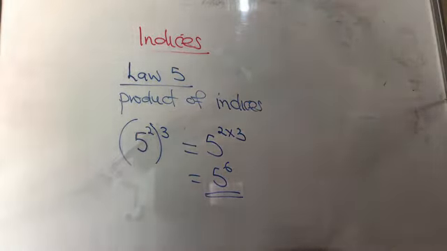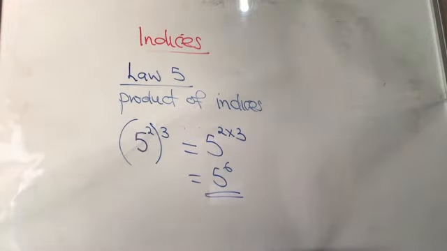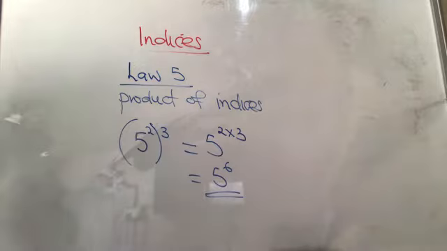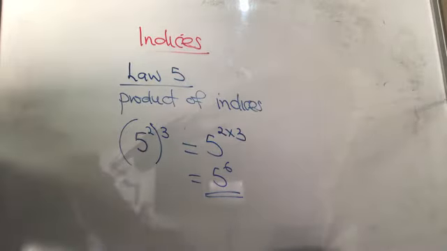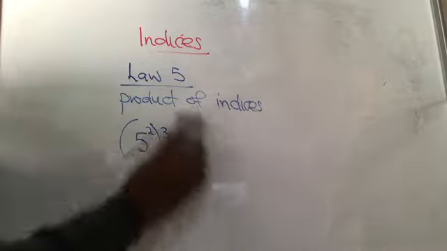So law number 5 is very simple. It's a law where you have to focus on the powers only, not on the base. In most cases, they don't give you 2 bases, they only give you 1 base and also several powers. Let's have more examples of this.